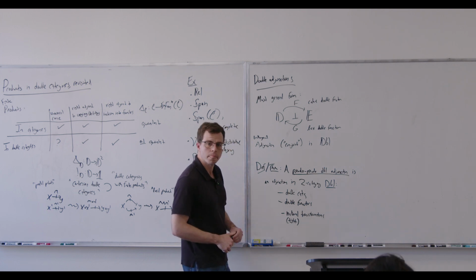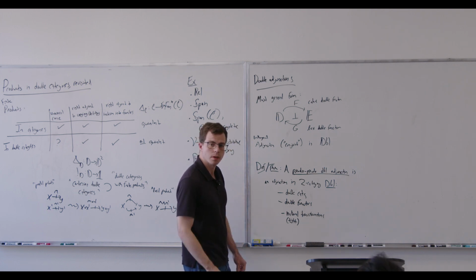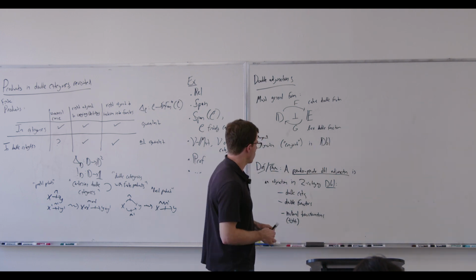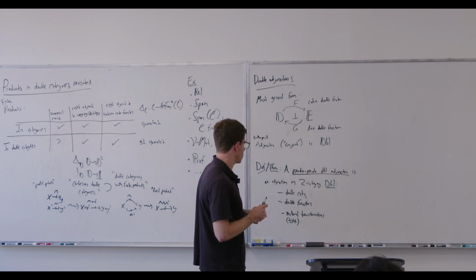Yeah. Sorry, I know what a double category is. Yeah. Okay, I know what a double functor is. Mm-hmm. I think I don't know what a double natural transformation is. Yeah. Okay. Is that an example? So yeah.